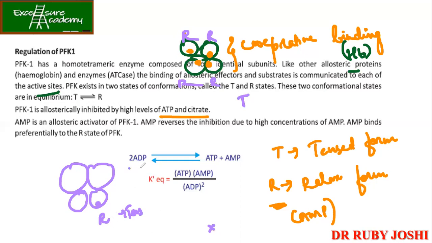So you have two molecules of ADP and ATP plus AMP. ठीक है? So the equilibrium constant is given by ATP AMP divided by square of ADP. ये इक्वेशन में हम ऐसे लिख सकते हैं अगर मुझे इसका इक्विलिब्रियम कांस्टेंट लिखना हो. ठीक है? ओके.